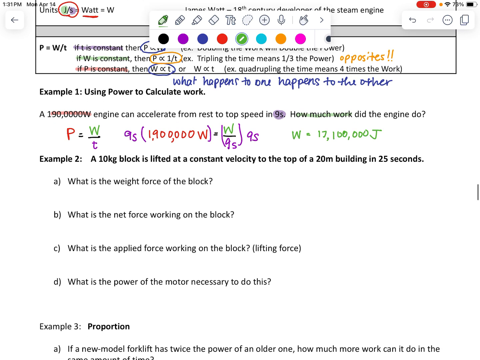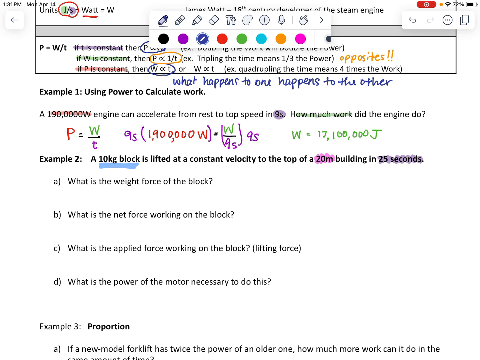Here we go. Example 2: a 10 kilogram block is lifted at a constant velocity to the top of a 20-meter building in 25 seconds. So I know a couple of things. I know this is time. I have a distance, which is 20 meters. And look at this, I have a weight. Interesting. This weight here is really a mass, so we have to calculate the weight.